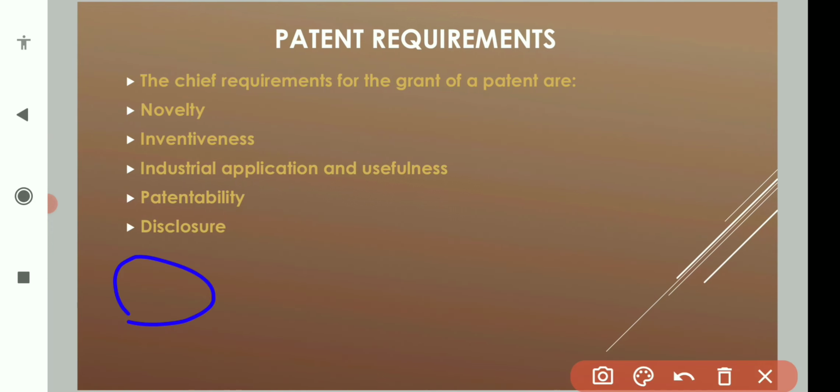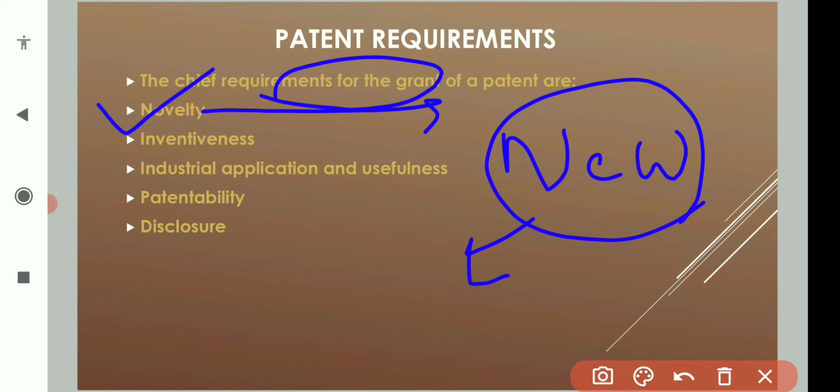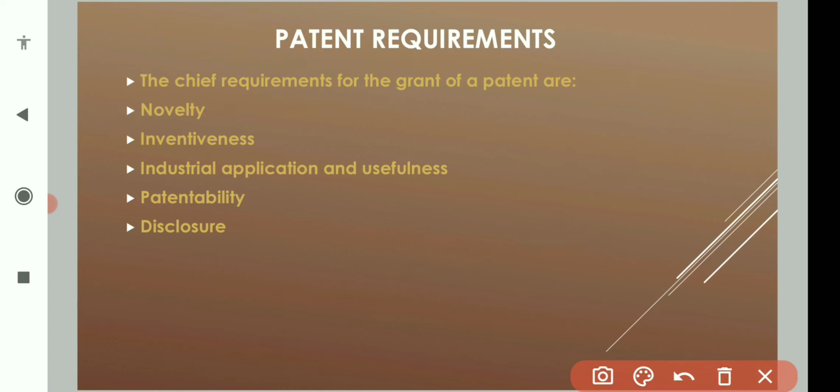So what are the different requirements for the patent? The chief requirement is that it should be novel. Novelty means it should be new, or something new in the existing ones. Patents are granted if your product or your process is novel. Novel means new: your process is new, your machine is new, or you have made some new modification in the existing machines, then you can go for the patent.